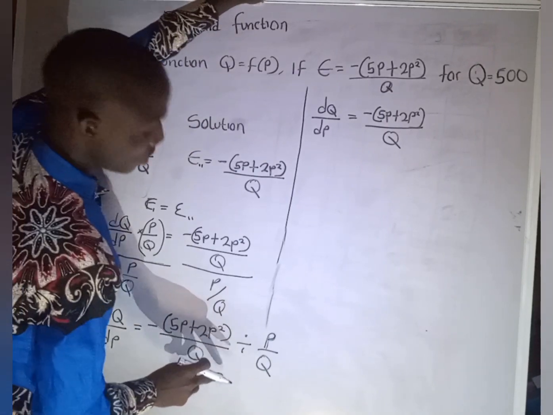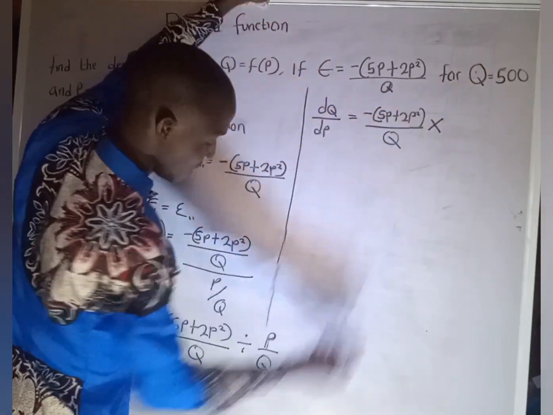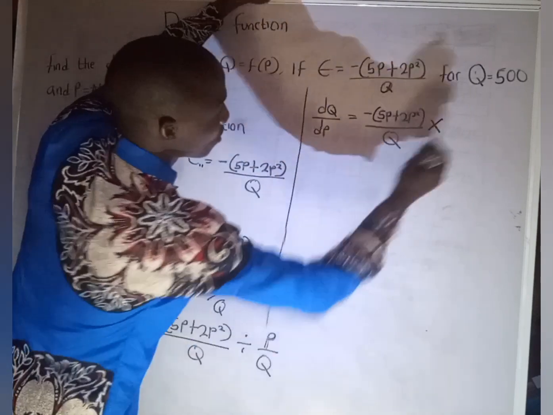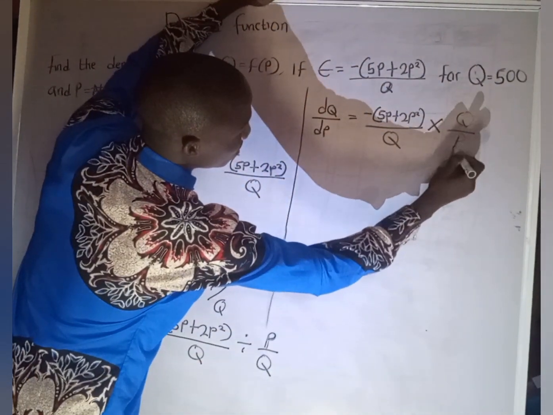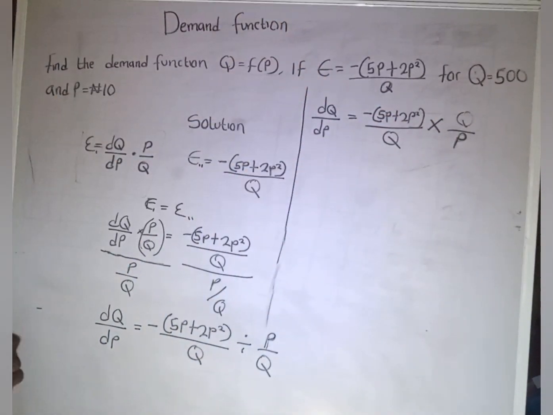The division sign will change to a multiplication sign. So I'm going to be multiplying by the denominator here, which will come up, so I'm going to have Q all over the numerator, which will come down, so over P. We got to this point.